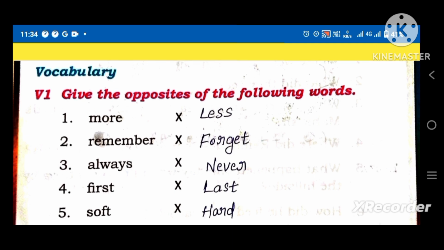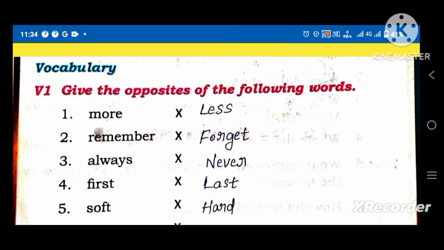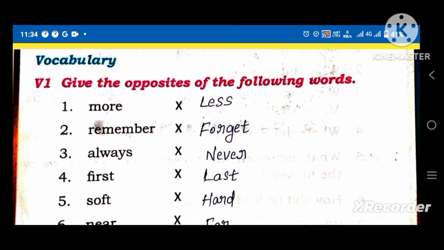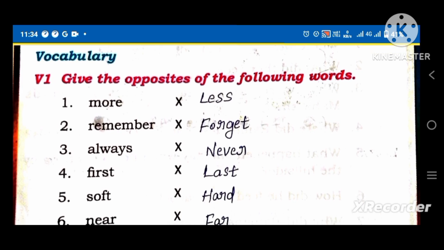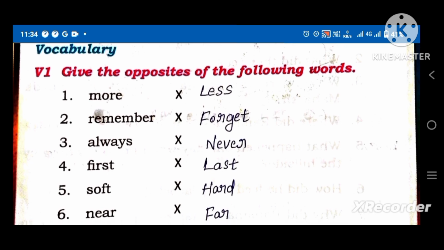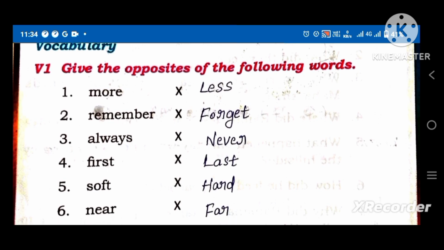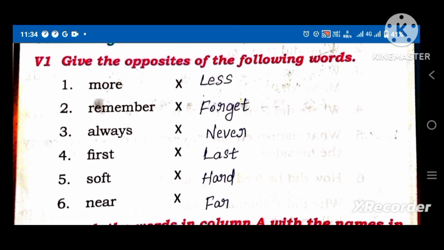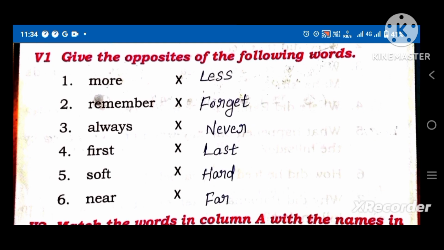Vocabulary. Main one: Give the opposites of the following words. First one: more, less. Second one: remember, forget. Third one: always, never. Fourth one: first, last. Fifth one: soft, hard. Sixth one: near, far.